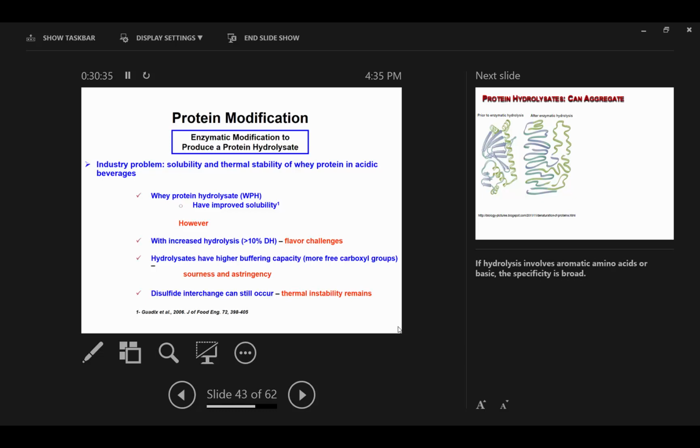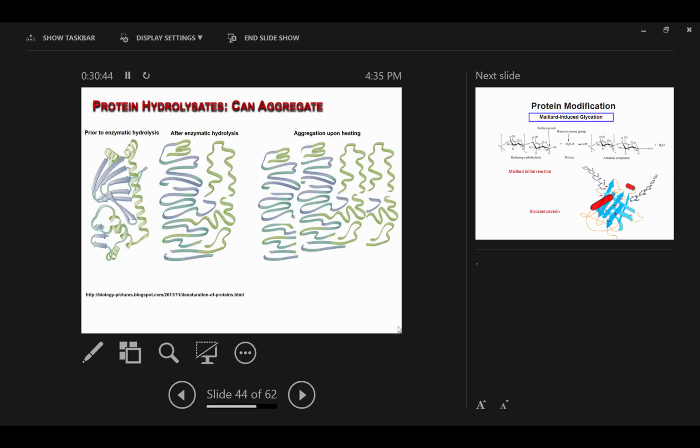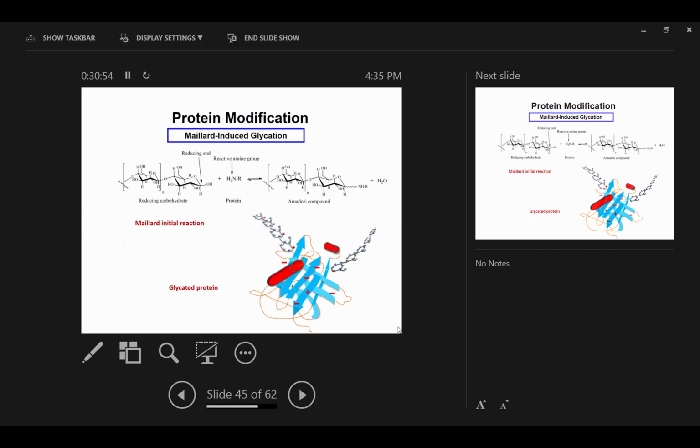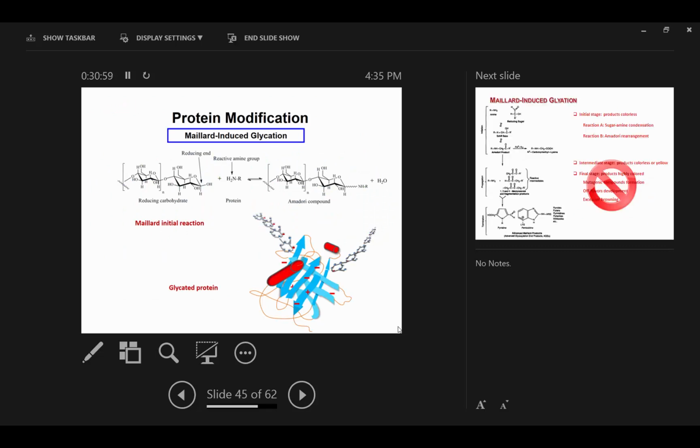And disulfide interchange can still occur. Once you hydrolyze, that doesn't mean the proteins won't polymerize over shelf life. In fact, they can aggregate and precipitate by heating and over time. So hydrolysate, they found, didn't solve their beverage problem. However, something else can improve the shelf life and solubility. And that brings me to the next one, which is deglycation, which is being considered in industry in several companies right now. It's not commercial yet, it's under investigation.